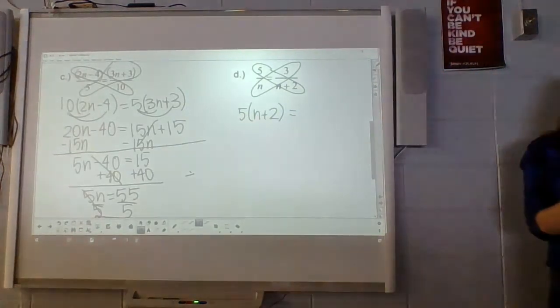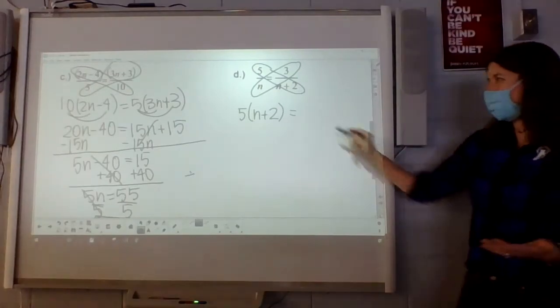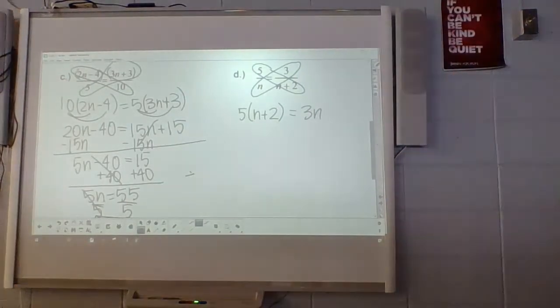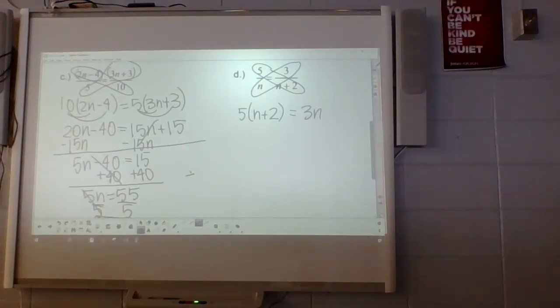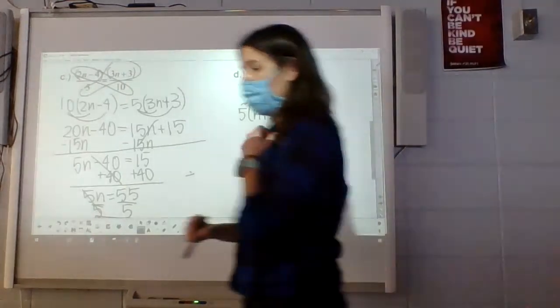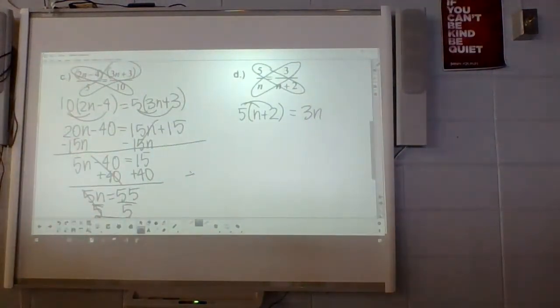And then the 3 times n could just be 3n. I don't need to really do much with that. I can just kind of combine them the way they are. So I'm going to distribute there.